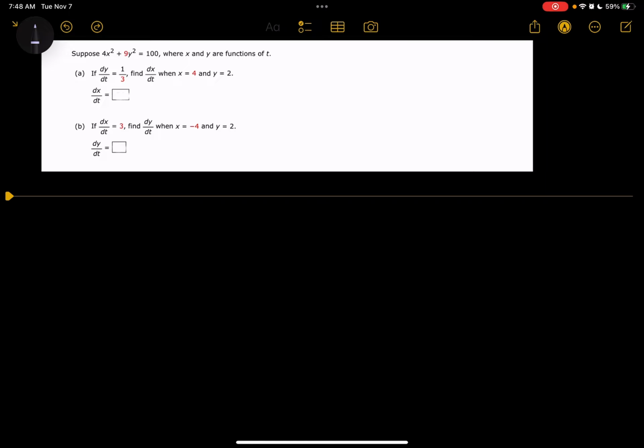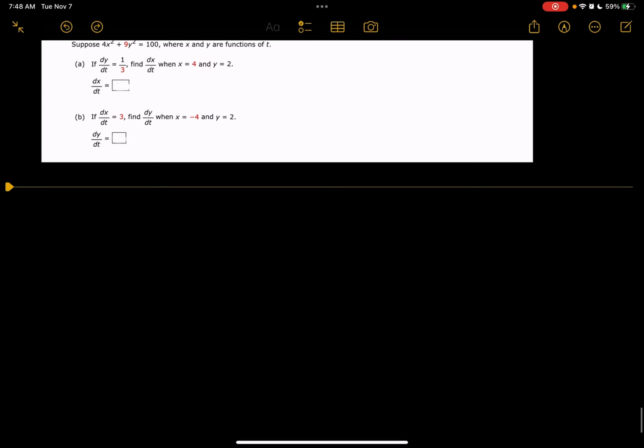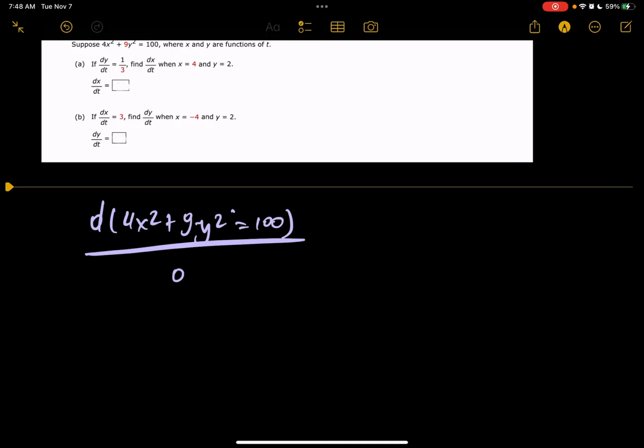When I think about something changing, that means I'm going to think about the slope, the rate of change, which means I'm going to have to find dy/dt, which is basically what they're asking me. So now, how do I find that? I can take the derivative of the entire function. So I'm going to find the derivative of 4x squared plus 9y squared is equal to 100. I'm going to find the derivative of this whole thing as it changes with respect to time.